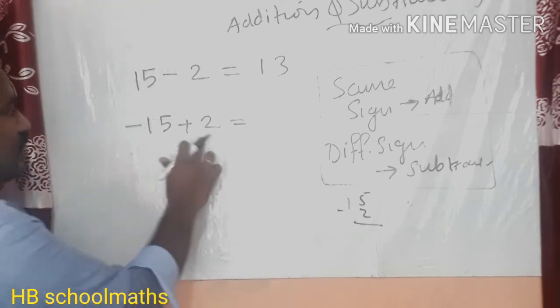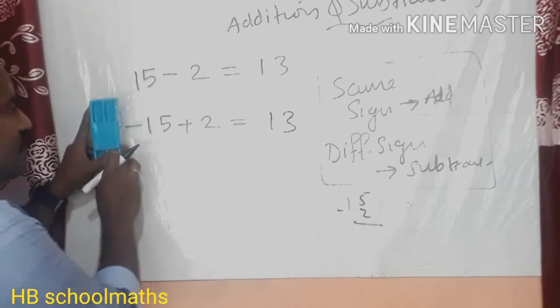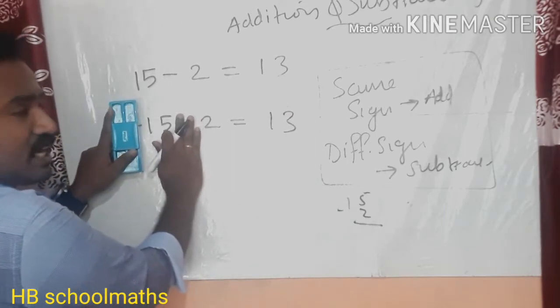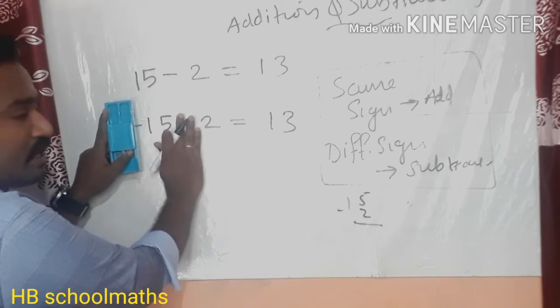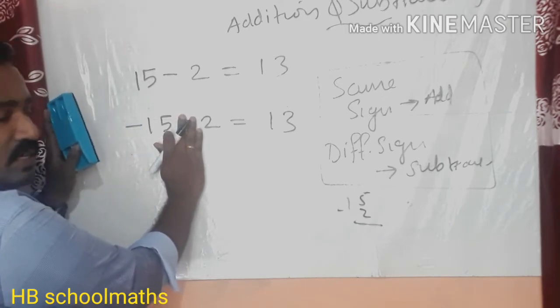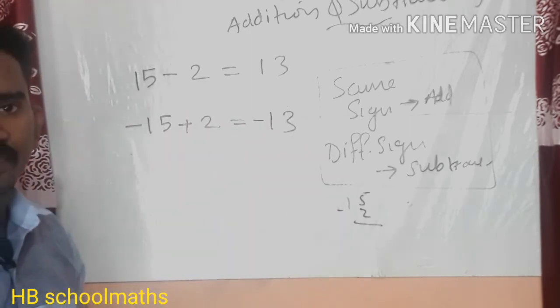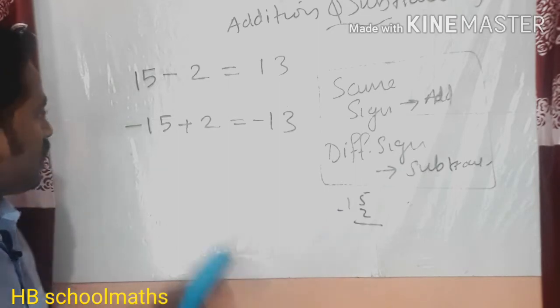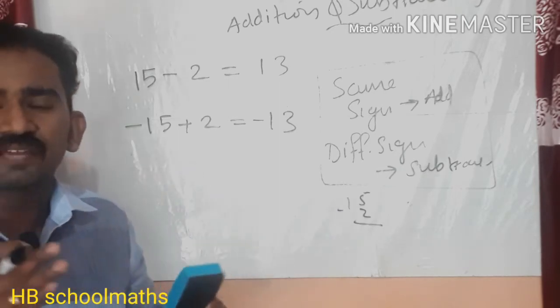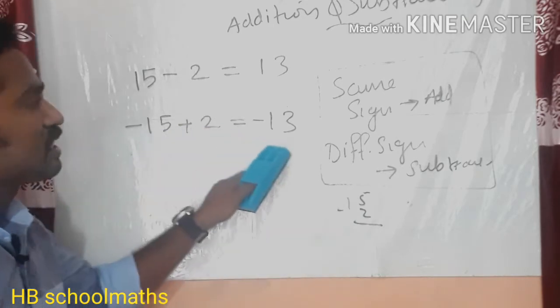So 15 minus 2, the answer is 13. Absolute value means hide the sign and check. We hide the signs of 15 and 2. Which is greater? 15 is greater. Then look at the sign near 15. It is minus, so keep a minus sign there: minus 13. Understood? Whichever integer's absolute value is greater, its sign will be the sign of the answer. 15 is negative, so the answer is negative.